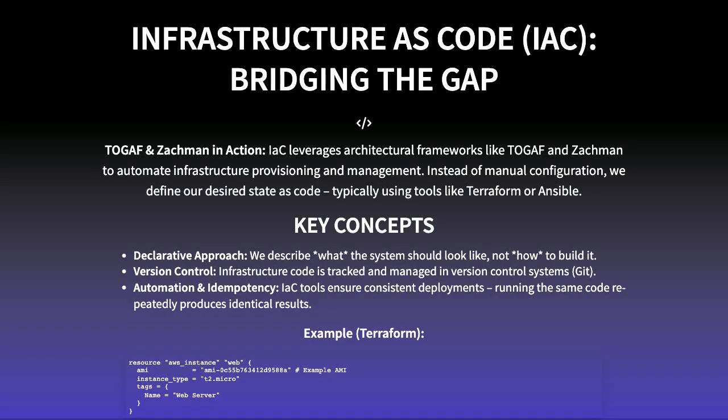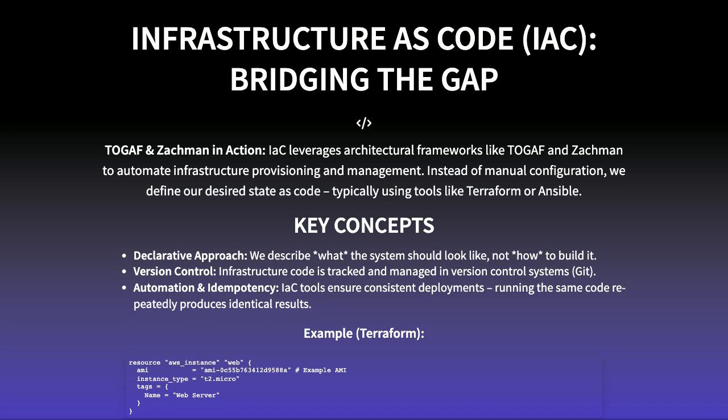Okay, let's talk about infrastructure as code, or IaC. Think of it as bringing TOGAF and Zachman into the practical world of building IT infrastructure. Instead of manually configuring servers and networks, we define our desired environment using code, usually with tools like Terraform or Ansible. We're basically telling the system what we want, not how to get there. This is a declarative approach. It's all about describing the final state.